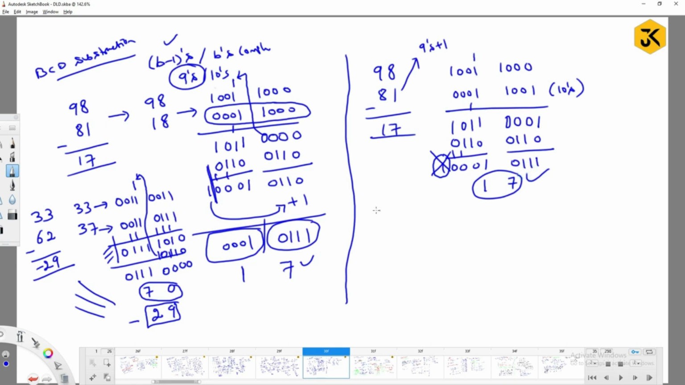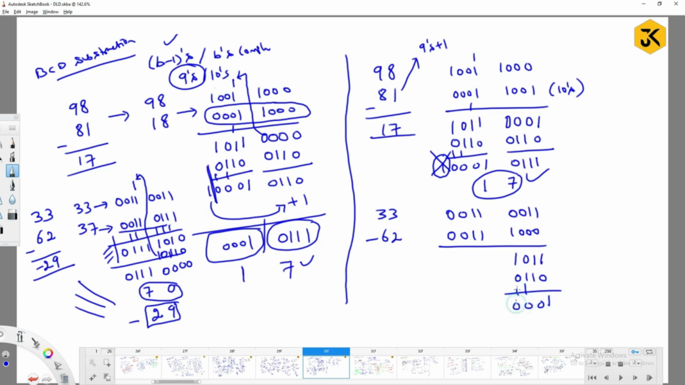Similarly, take the same example of 33 minus 62. So 33 is represented the same way, 0011 0011. For 62 in 10's complement, the 9's complement is 37, this one. In the 10's complement there is no change in the 3, there will be a change in this one. So this will be added plus 1, that is 1000. If you add, this one is 1101, right? Why does 1011 exist? No. So 0110 will be happening.